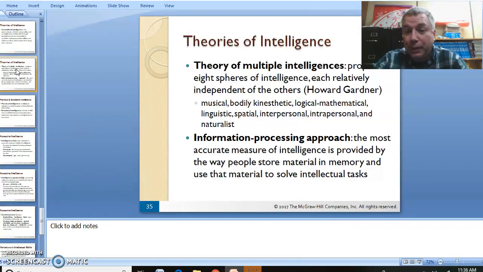There's multiple intelligences. And right here we have Gardner, who came up with many different types: musical. Some people are great at music. Body, some athletes. Patrick Mahomes, the greatest quarterback playing right now, has great bodily kinesthetic intelligence. We have logical-mathematical, linguistic (speaking), spatial (judging how far something is), interpersonal, intrapersonal (being able to understand yourself and to be able to relate to others), and naturalist.